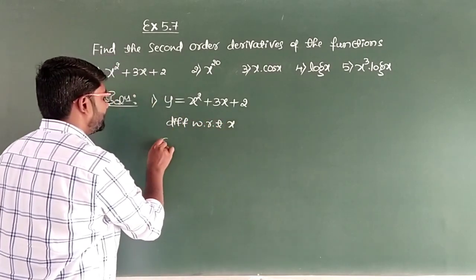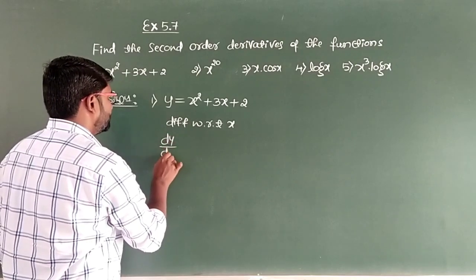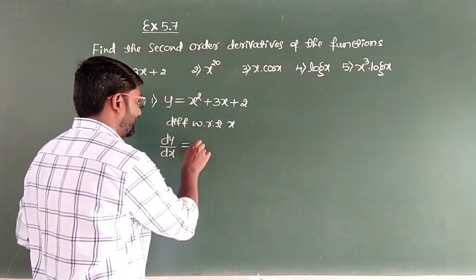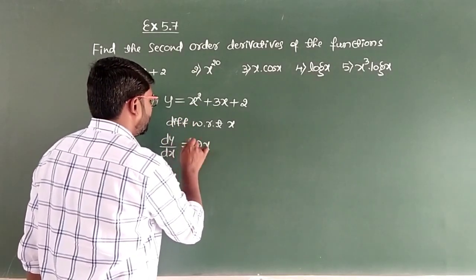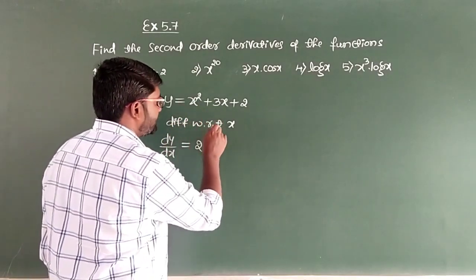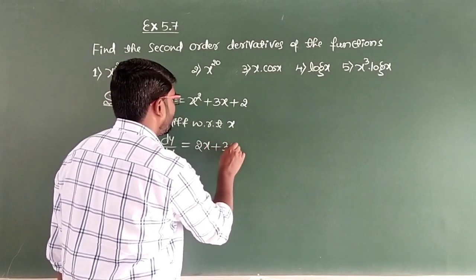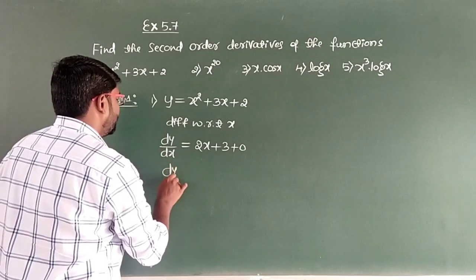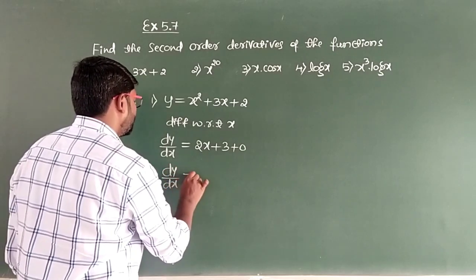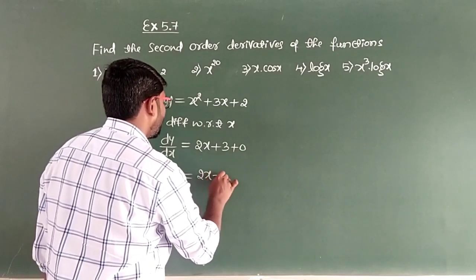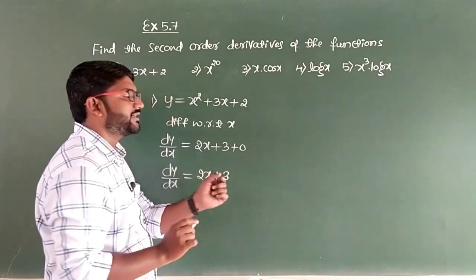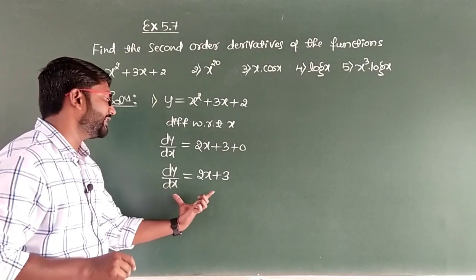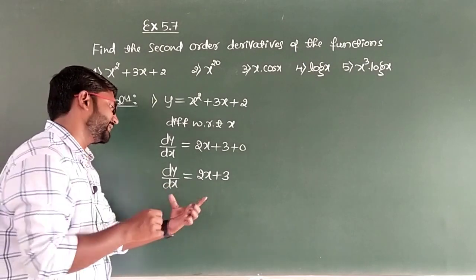So we get dy by dx which is equal to, derivative of x square it will be 2x, then derivative of 3x will be 3, so we get plus 3, plus derivative of 2 it will be 0. Overall we have dy by dx equal to 2x plus 3. So this is the first order derivative. Here we have to calculate the second order derivative, so once again we will have to differentiate both the sides with respect to x.